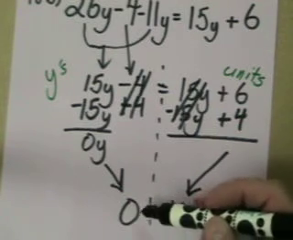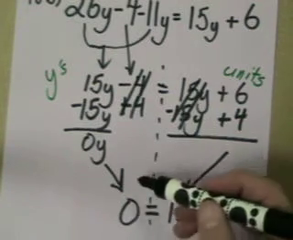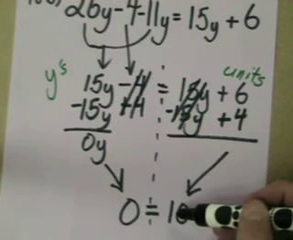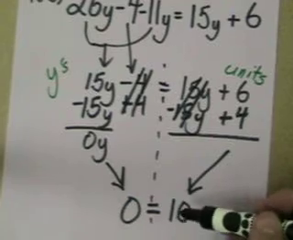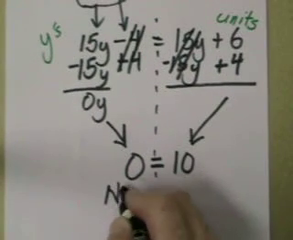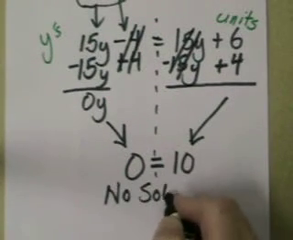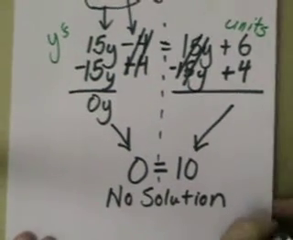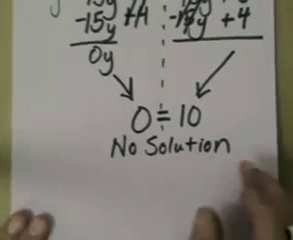But we don't have a variable. And since we don't have a variable, we have to look at them straight as the numbers that they are. Since 0 doesn't equal 10, we say that it has no solution, or no answer. There's not a number we can put in there that will make this work.